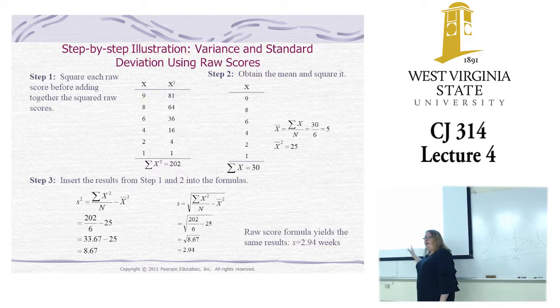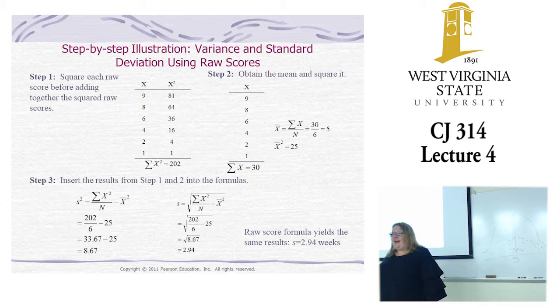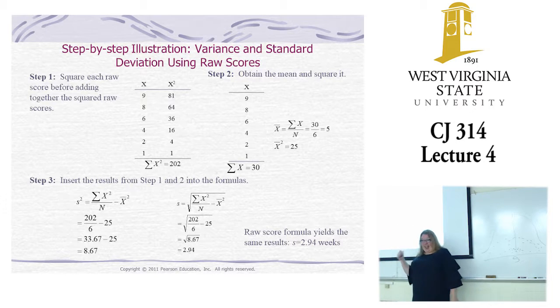Square root gives us our s. What we find with the 8.67, that's our s squared. That's our variance. So if all we have to find is variance, we're done here. If we need to find our standard deviation, our s, then we've got to take the square root of that s squared.